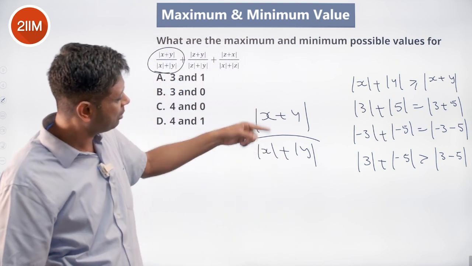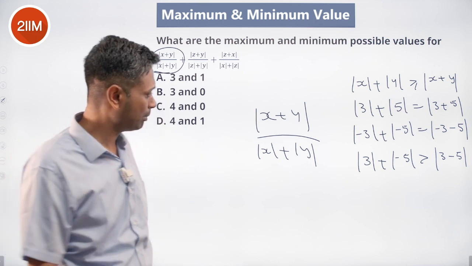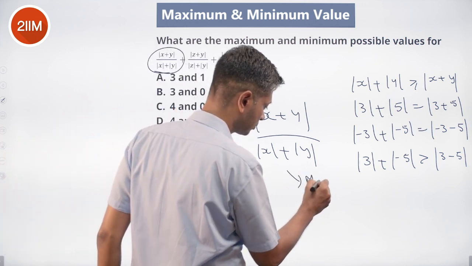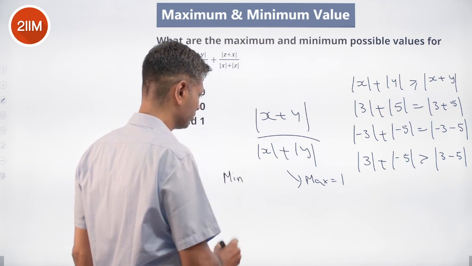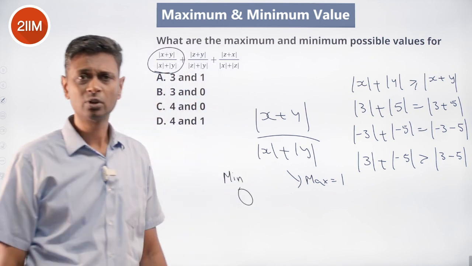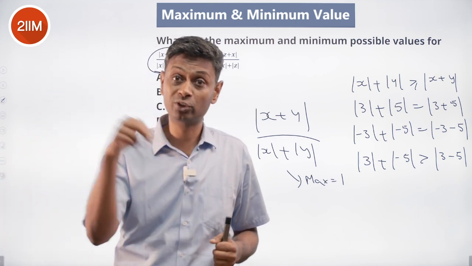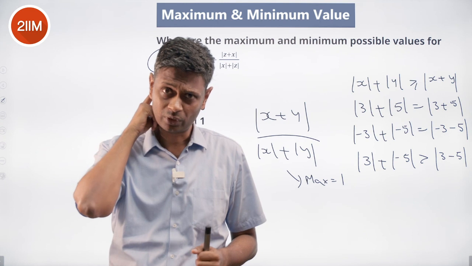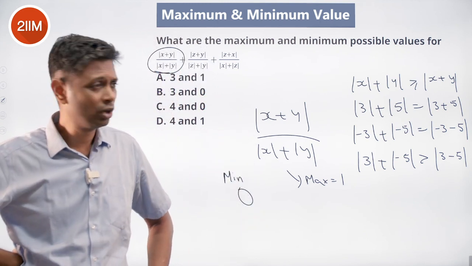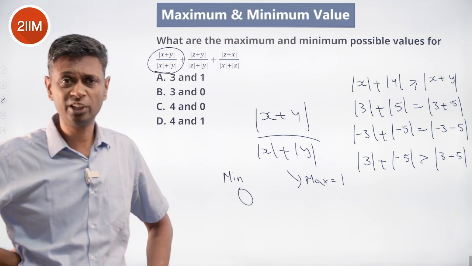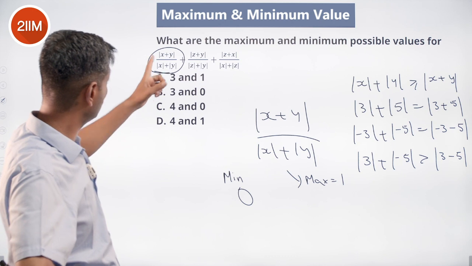So mod of x plus y by mod x plus mod y will be at most 1. Maximum equal to 1. What is the minimum? It will be 0. Because modulus of x plus y can go to 0 when x is equal to minus y. Brilliant. Modulus of 3 plus minus 3 is 0. So each of these expressions goes from 0 to 1.